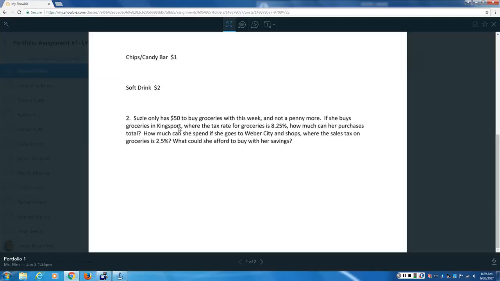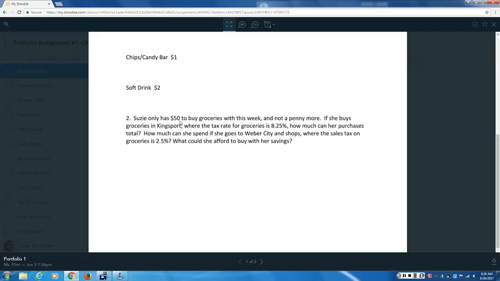Same thing works for Susie. She's got $50 after she buys her groceries and pays the tax on it. She's got a total of $50. So when she walks up to the register, if they tell her it's $50.25, she's up the creek. She doesn't have any more money. Okay? So the cost of her groceries before the tax is added is what you're trying to find.